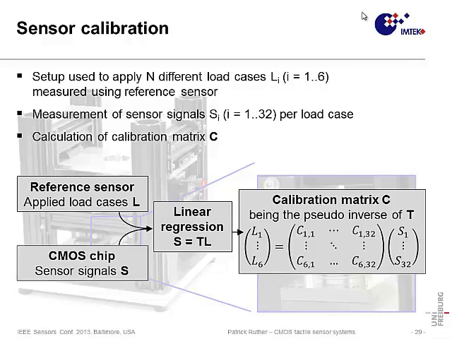We of course measure the sensor signals, and in our case 32 sensor signals per load case, and then everything is fed into a calibration matrix, so namely the reference sensor signal, chip sensor signals, and then the combination of the reference sensor and the sensor signals of the smart tooth and the load cases. And our calibration matrix is mainly the pseudo-inverse of this matrix T.